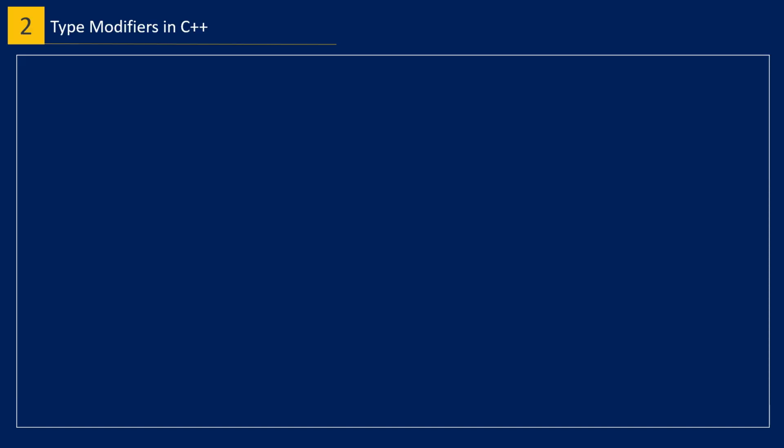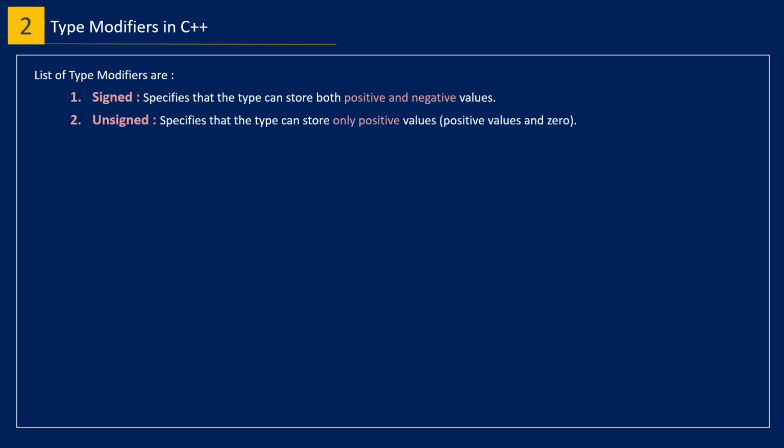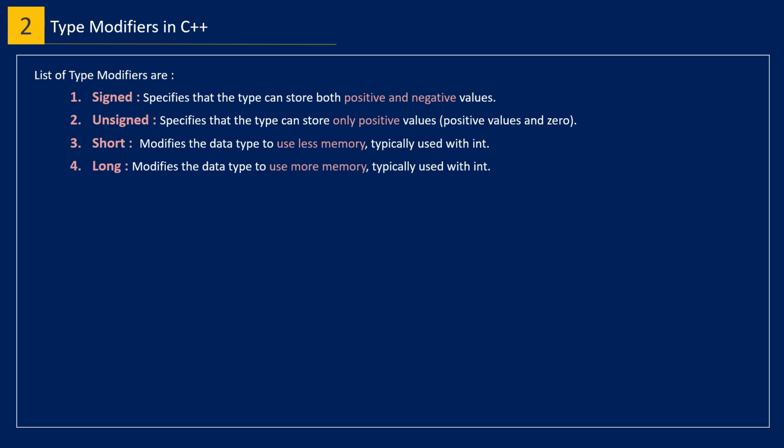Now let's understand type modifiers in C++. So here is the list of type modifiers. First one is signed. The signed modifier allows you to store positive and negative values, meaning either positive or negative. With unsigned, if you are sure the value is positive only, then you can use unsigned. Short modifies the data type to use less memory space. If the value is very small, then it is better to use short, so it will reduce the memory space from 4 bytes to 2 bytes.